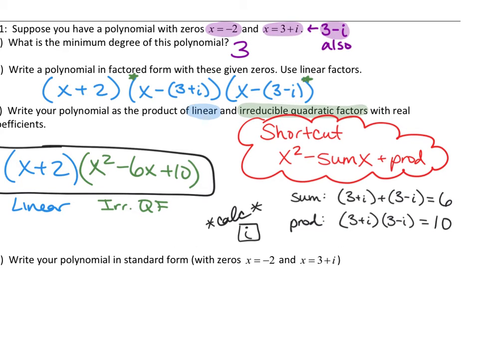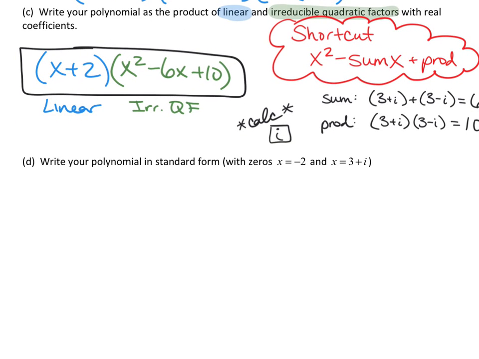Now, the last thing we're going to do is write this polynomial that we've boxed in part C in standard form. Remember, standard form means we don't have any parentheses and we're writing it from the largest exponent to the smallest. So we're still using the same zeros, which means all we're going to do is multiply x plus 2 times x squared minus 6x plus 10. There's no shortcut when we're multiplying not a binomial times a binomial. This is a binomial times a trinomial, so you're just going to have to do double distribution.